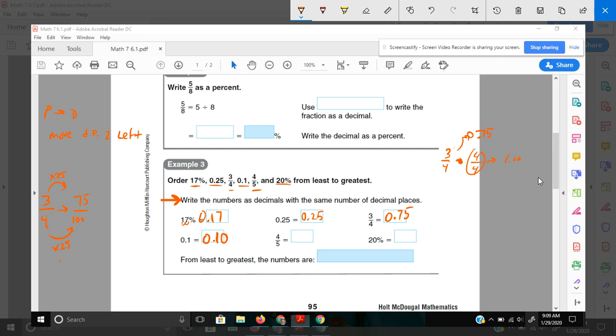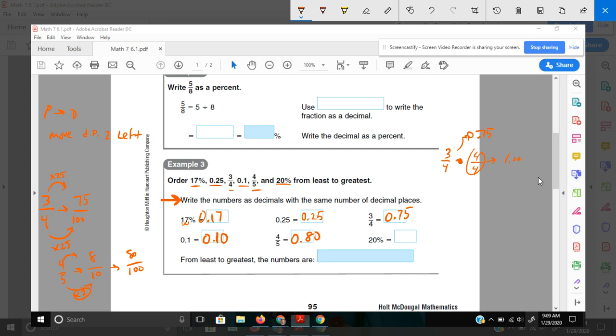4/5 next. Okay. Once again, I'm just going to get it to 10. 5 times 2 is 10. My numerator times 2 would be 8. 8 over 10 would be 80%, or 0.80. Again, because to get to 100, you multiply it by 10. Multiplying the top by 10 would be 80.